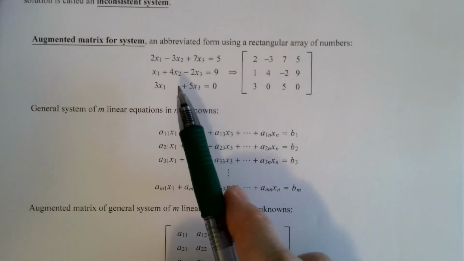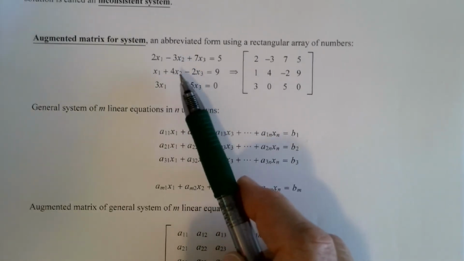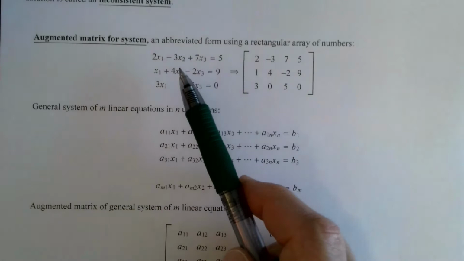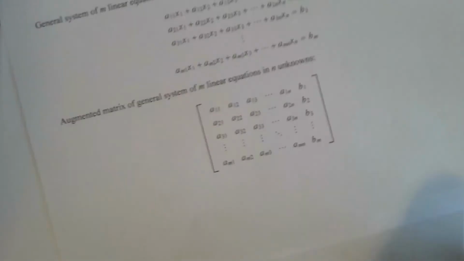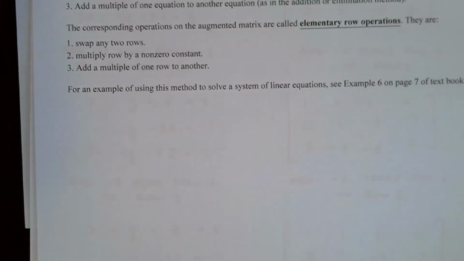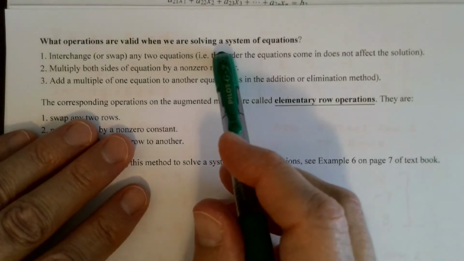What can we do to solve a system like this? Well, what are the valid things that we can do when we're dealing with equations? I want to think about the substitution and the elimination methods that we looked at in the last video for 2 equations and 2 unknowns. And it turns out that we can simplify the valid operations on a system of linear equations to 3.